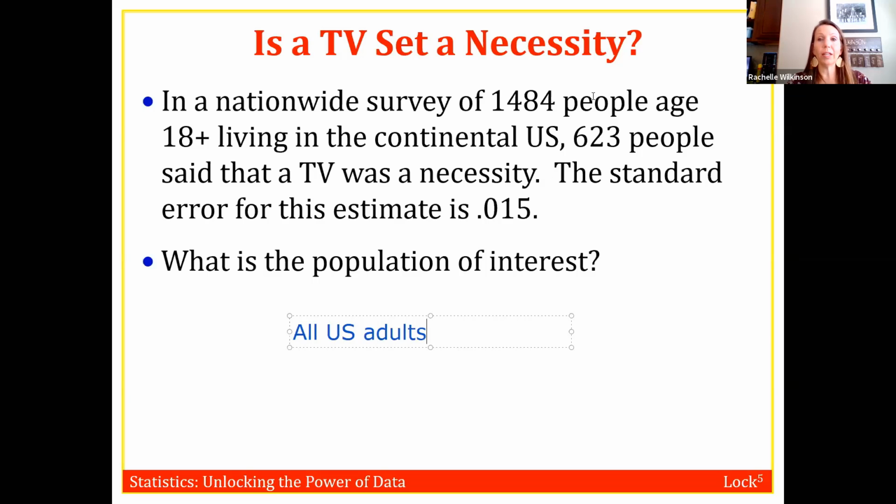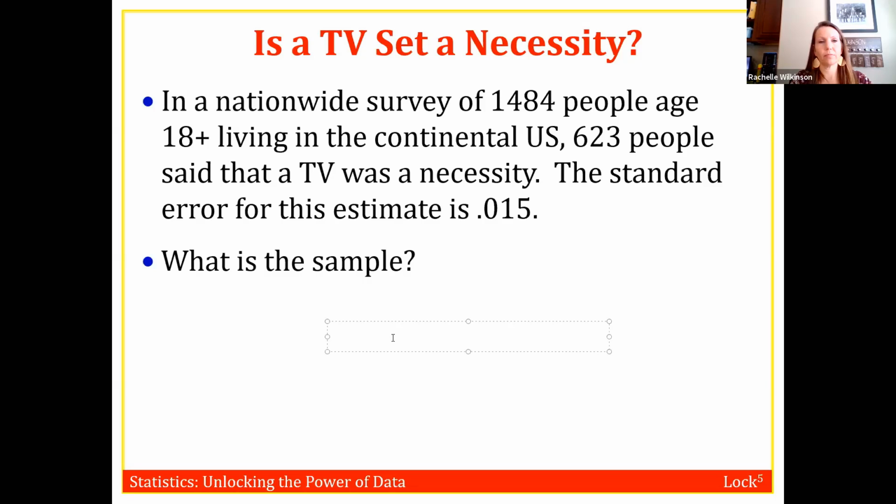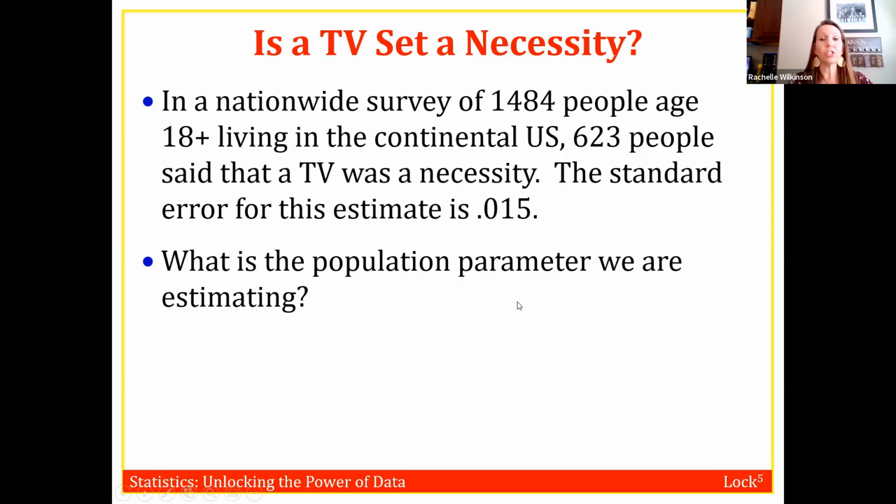Next question is going to be, what is my sample? Who did I actually measure? Yeah, I measured those 1,484 adults. So my sample was just those n equals 1,484 adults that were living there. You could write it as n equals, but I don't really care if you have the n equals there, as long as you know that the sample is these 1,484 adults and not all adults. Okay, next question then. What is the population parameter that we are estimating?